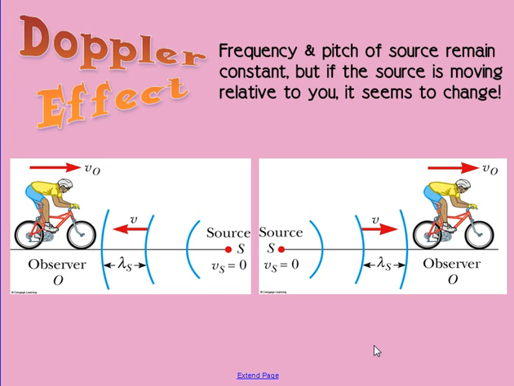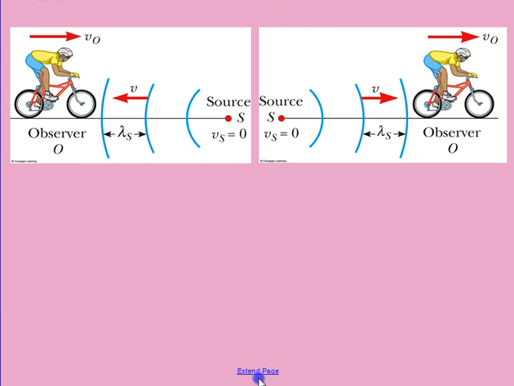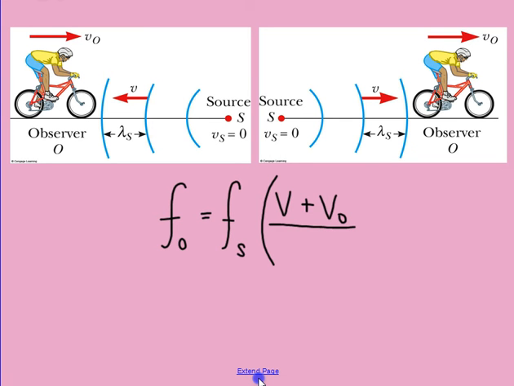This can be described with the following equation. F sub O, the frequency heard by the observer, is equal to F sub S, the frequency of the source, times the quantity V, or the speed of sound, plus the speed of the observer, divided by the speed of sound minus the speed of the source.